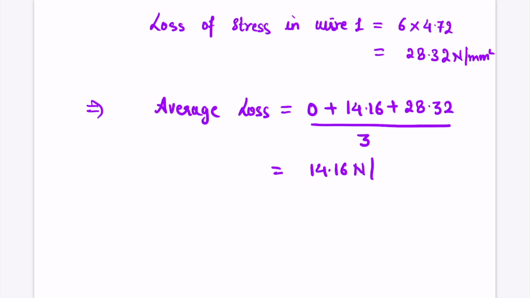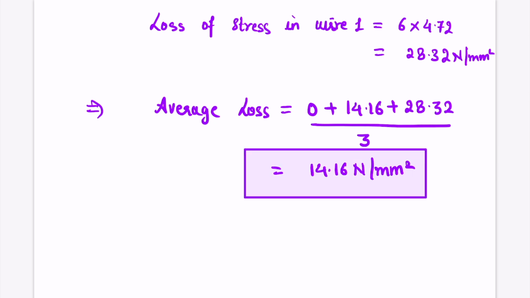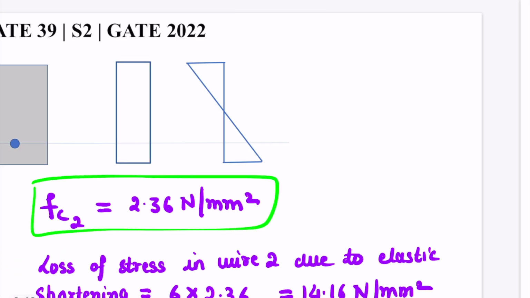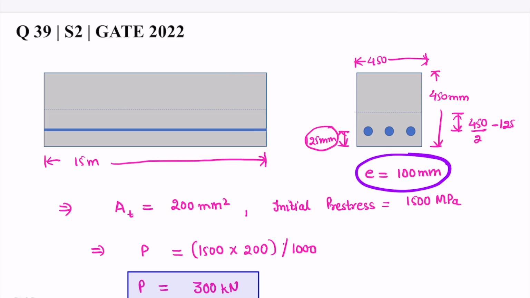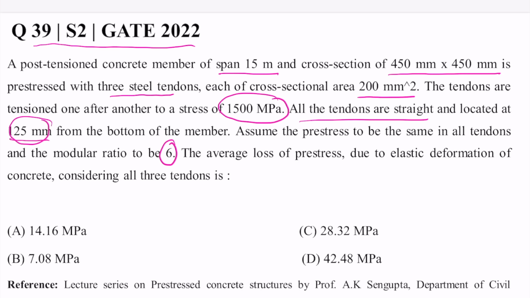So average loss value will be 14.16 Newton per mm square. So this is the final answer we got. The value of average loss of stress in all the 3 wires is 14.16 Newton per mm square. So the option will be option number A.